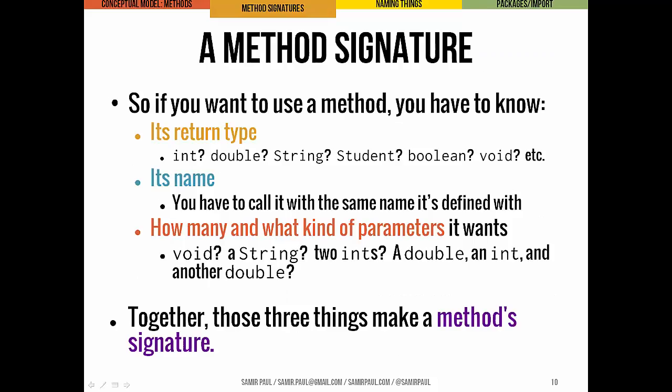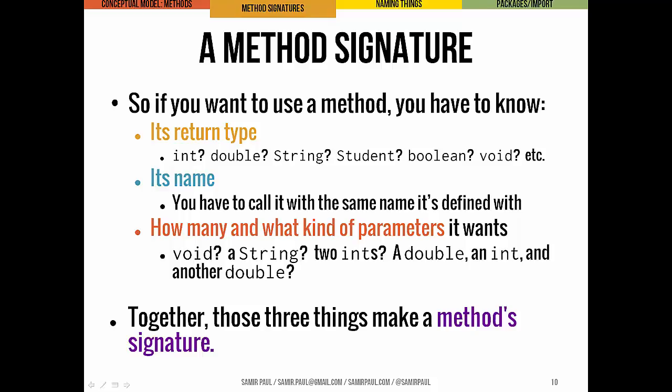So if we want to use a method, there are three things we've got to know. First of all, we've got to know what its return type is, so that we can use it appropriately. Second, we've got to know what the method is called, because we've got to call it with the same name that it's defined with. And third, we've got to know what kind of parameters it actually wants. Here, the order of the parameters, the number of the parameters, and the types of the parameters all matter.